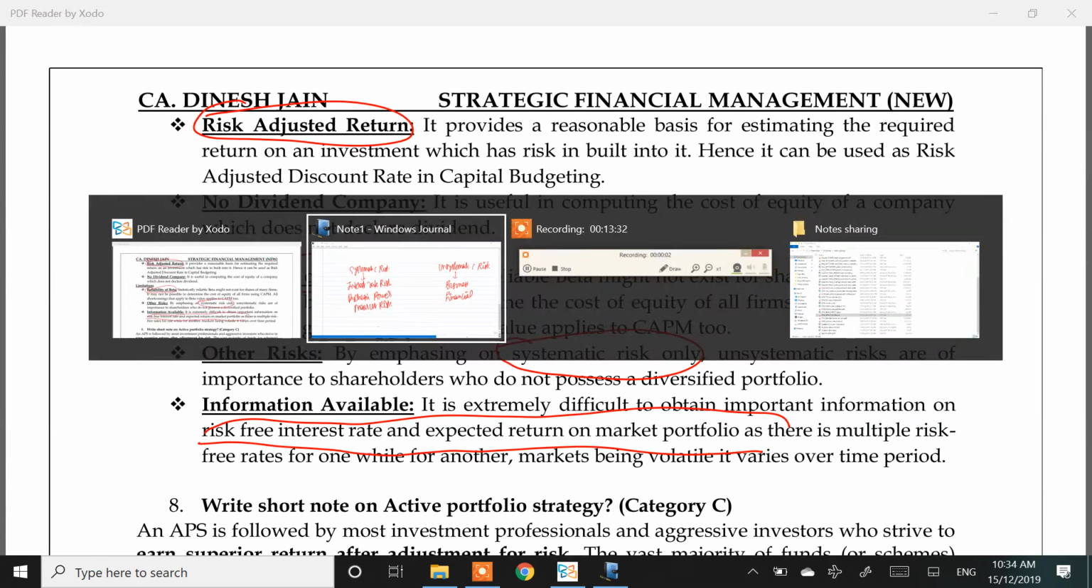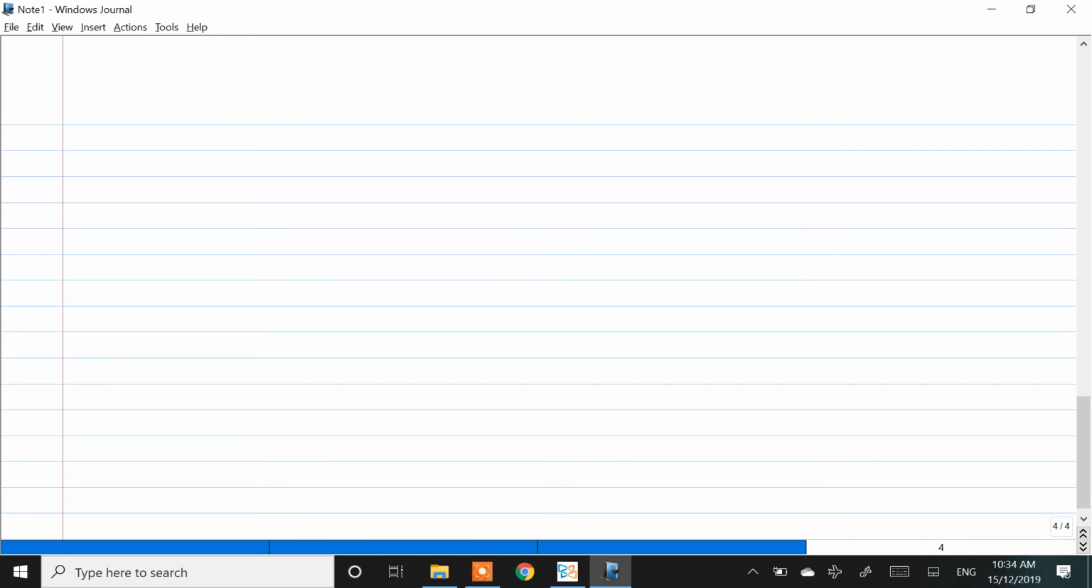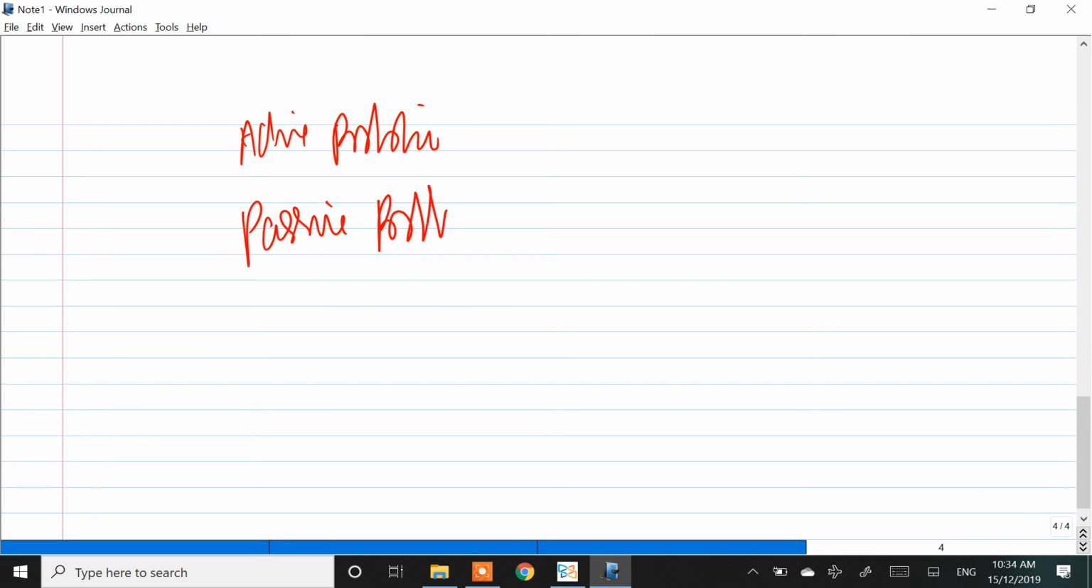Next, write a short note on active portfolio strategy. Now, you will have two types of strategy. One is active portfolio strategy, and second is passive portfolio strategy. We have an active portfolio strategy and a passive portfolio strategy.